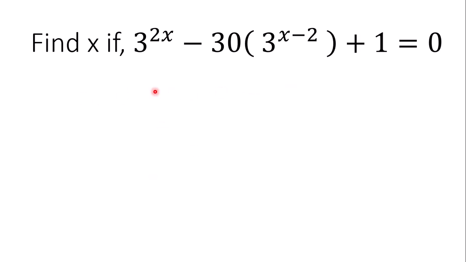Let's look at this problem. Find x if 3 raised to the power 2x minus 30 into bracket 3 raised to the power x minus 2 plus 1 is equal to 0. How are you going to get the value of x from this equation?